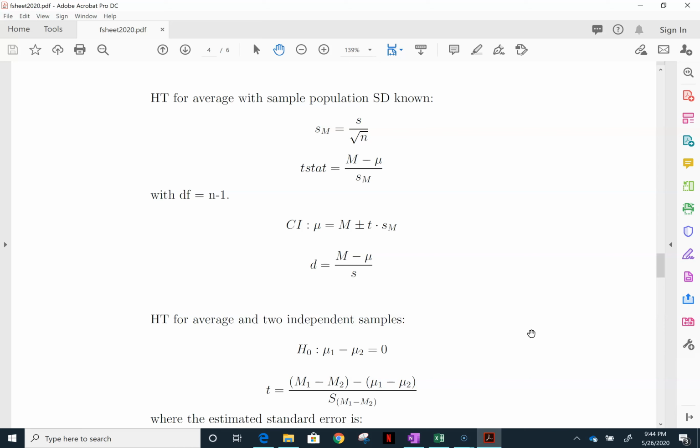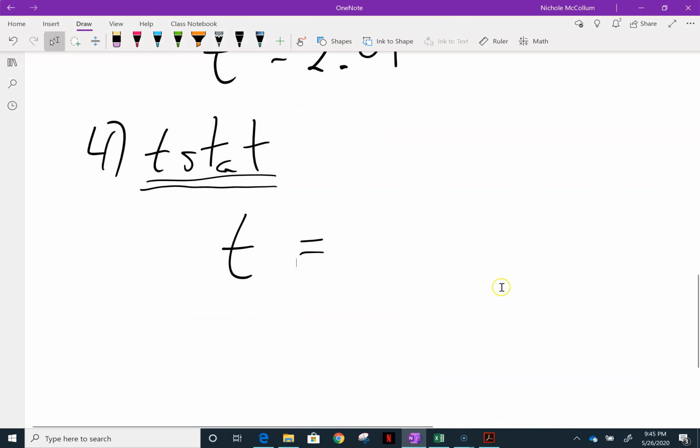If you're in my class, you have the formula sheet, and you should always have it handy for tests and projects. There's your test statistic. It's the mean minus the national value over S sub M. S sub M is right there. So allow me to write that into my steps.